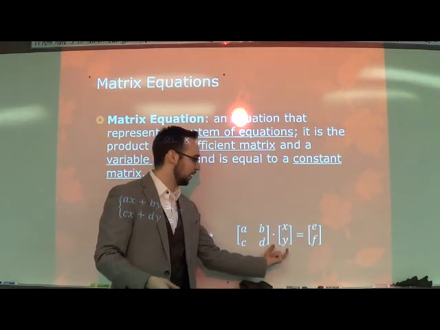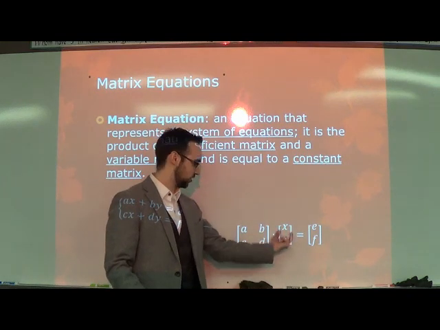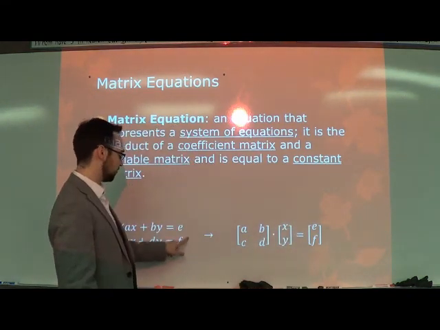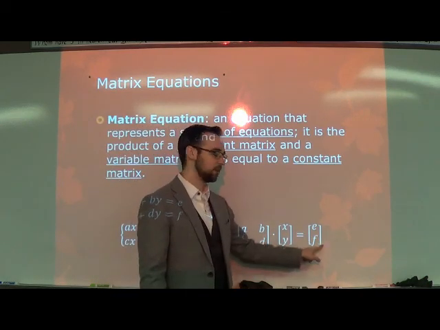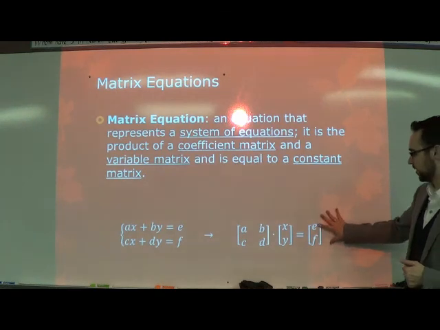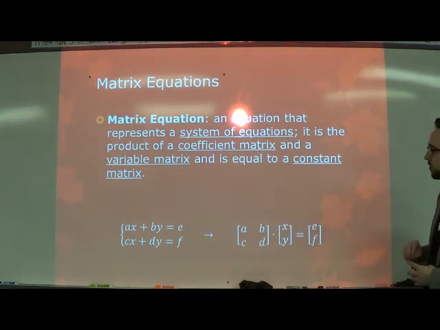Then I have a separate matrix that's x's and y's. It's just an x and a y. That's it. It's always going to be that. And then the things that are by themselves on the other side of the equal sign go in a matrix by themselves on the other side of the equal sign. And that's what you set up. This is a matrix equation.